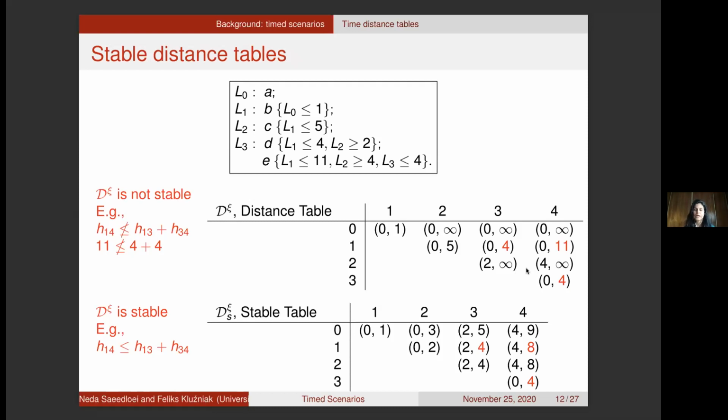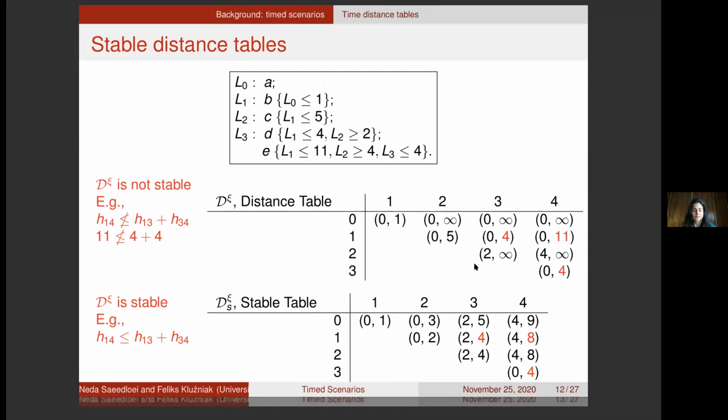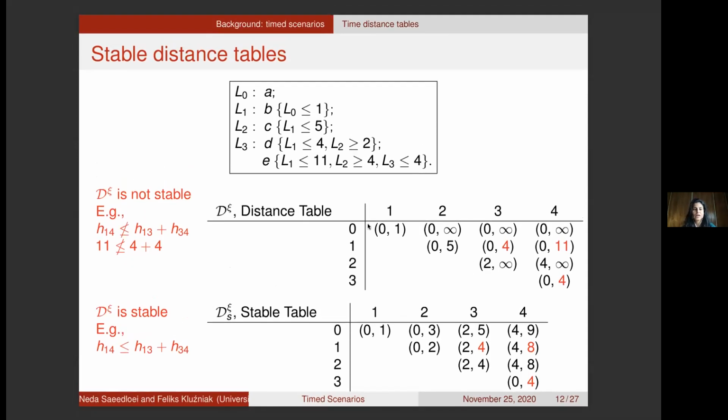However, by applying our stabilization algorithm, we are able to make the table stable, and after that, we will have all those 6 inequations satisfied in our table. In particular, now we will have the maximum distance between events 1 and 4 being smaller than or equal to the maximum distance between 1 and 3 plus the maximum distance between 3 and 4.